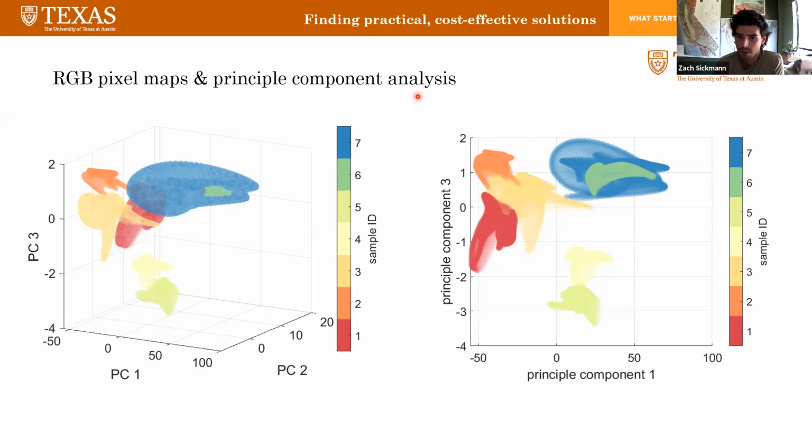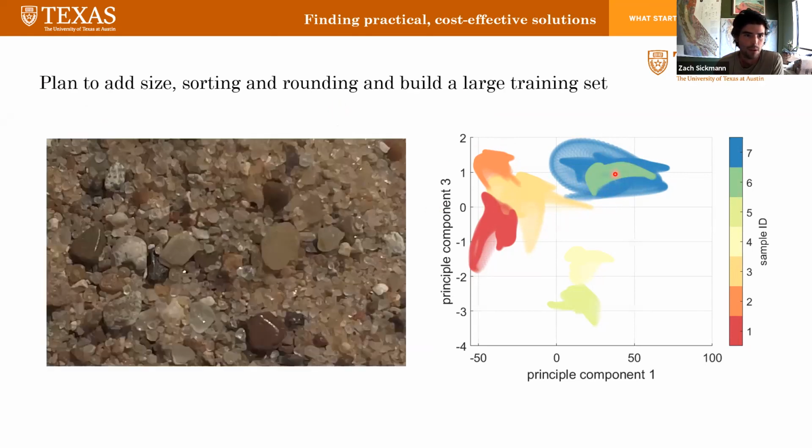And so it works pretty well. Of the seven samples that we did this for, they are all distinguishable based on just this RGB pixel map alone, except for 6 and 7 here, which have 100% overlap. But it turns out that 6 and 7 have a massive grain size difference. And so the next step that we're going to work on is we're going to add size sorting and rounding to this image analysis scheme.